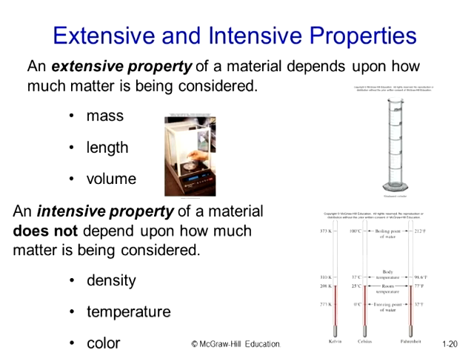And here's how we do it. An extensive property of a material depends upon how much matter is being considered. So when we think about how much matter, we're thinking of an extensive property of matter. That involves mass, how much; length, how long; volume, how much. You get it? When how much matter is involved, that is called an extensive property.